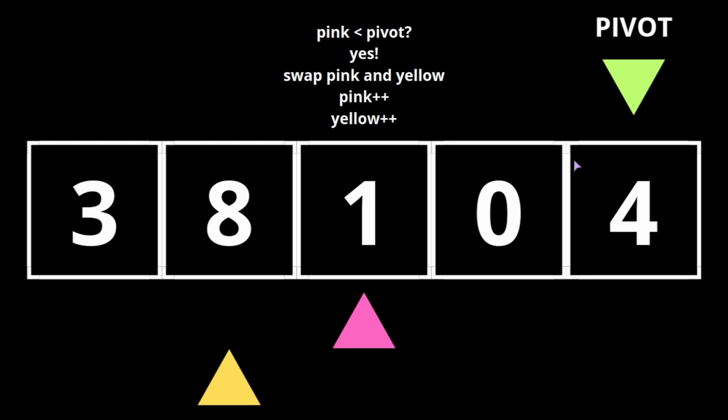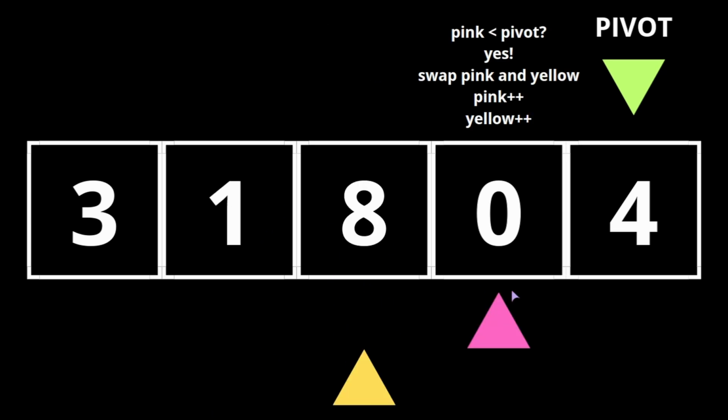So is 1 smaller than 4? Yes. So we're gonna swap the pink with the yellow. So swap 1 and 8 and increase the pink and the yellow. Is 0 smaller than 4? Yes, it is. So we're gonna swap the pink and the yellow. So swap 0 and 8 in this case, and increment the pink and the yellow.